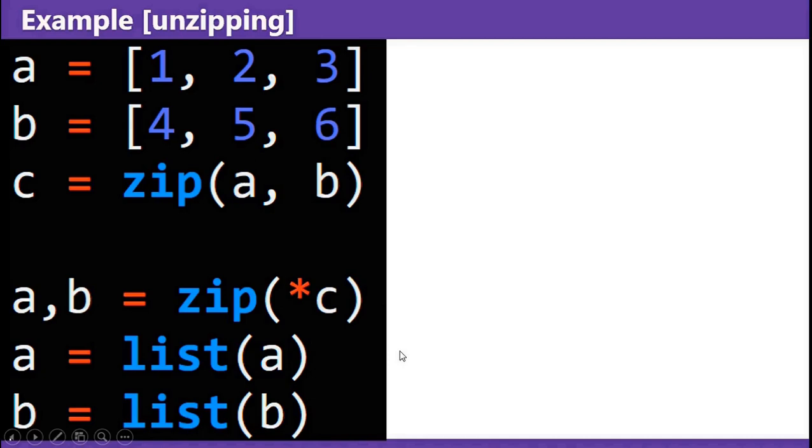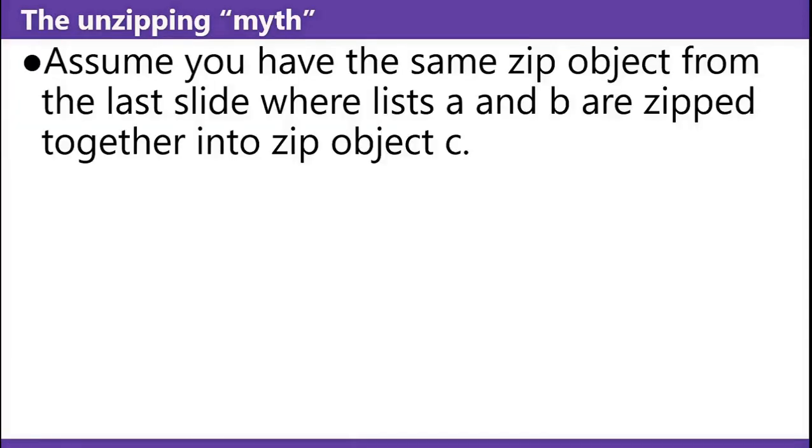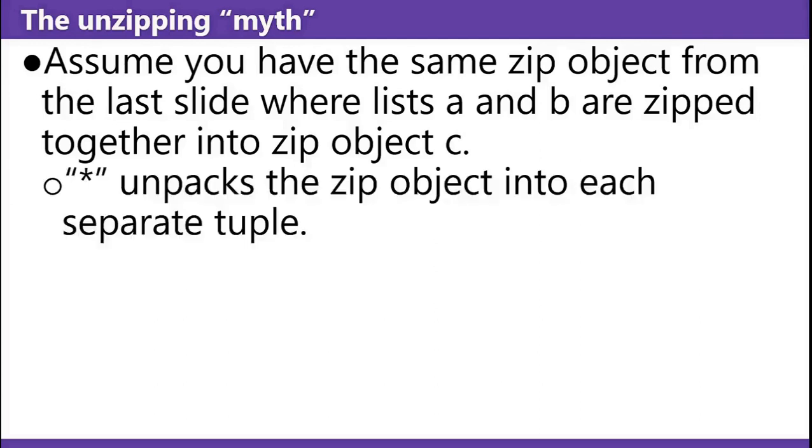Most tutorials will want to tell you that passing in star zip object into the zip function is special unzipping functionality, but that's simply not the case. Unzipping is just different Python features working together in exactly the way you'd expect. Assume you have the same zipped object from the previous slide where list A and B are zipped together into zip object C. Star unpacks the zipped object into each separate tuple.